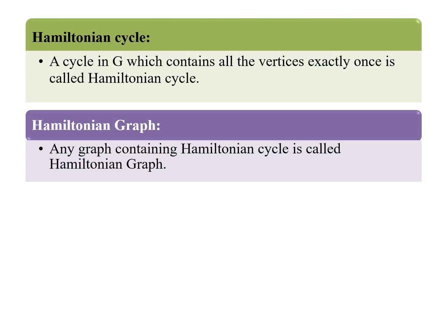Hamiltonian cycle. A cycle in G which contains all the vertices exactly once is called Hamiltonian cycle. Hamiltonian graph. Any graph containing a Hamiltonian cycle is called a Hamiltonian graph.